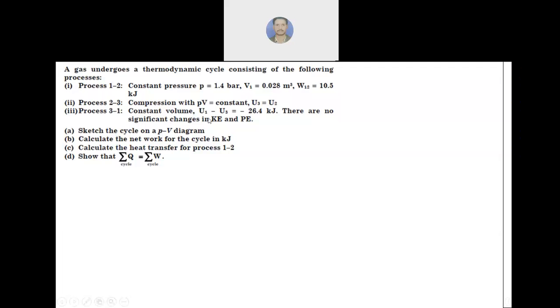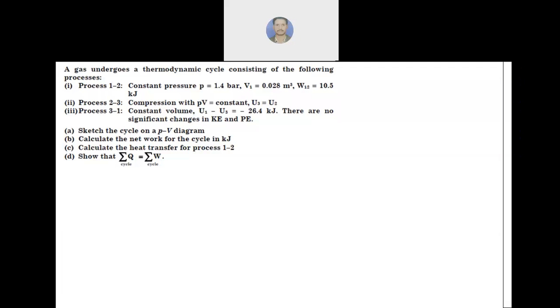U1 minus U3 is minus 26.4 kilojoule, and there is no significant change in kinetic energy and potential energy, means neglect the kinetic energy and potential energy. Now, first thing you have to sketch the cycle. You have to sketch this cycle on the PV diagram.